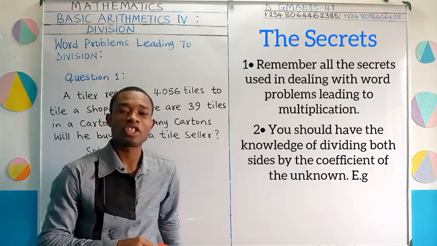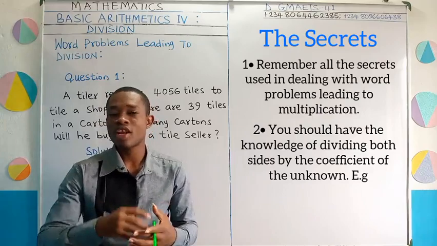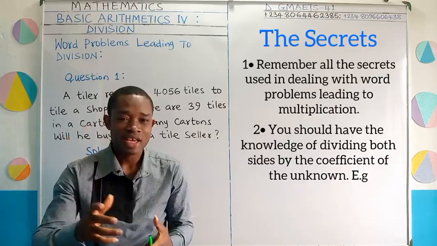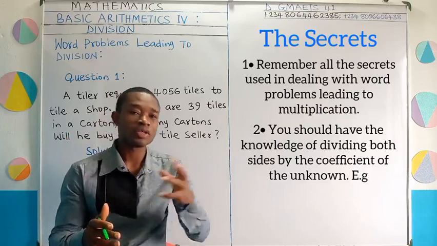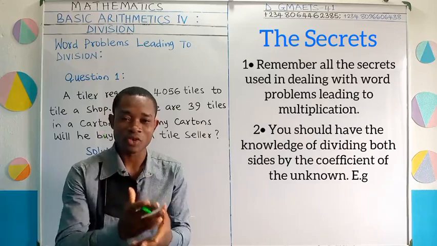What do we mean by coefficient of an unknown? The coefficient of an unknown, just like you may have learned from our quantitative reasoning class, is simply the number or the things multiplying the unknown, multiplying what you are looking for.